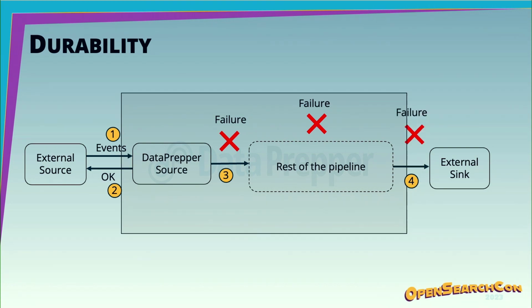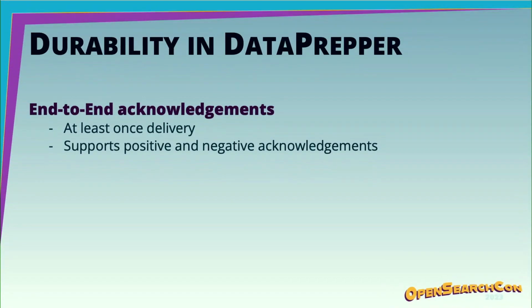To solve this problem, we have added something called end-to-end acknowledgements. With end-to-end acknowledgements configured, you can make sure that the data is actually sent to the sink before sending acknowledgement to the external source. In this, we support at-least-once delivery semantics, and it also supports positive and negative acknowledgements.